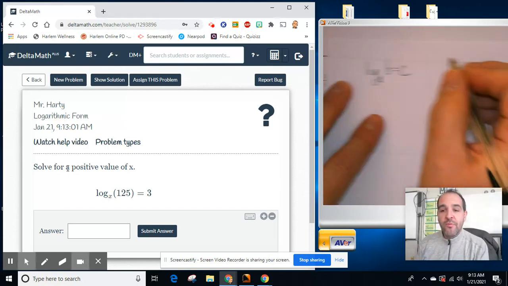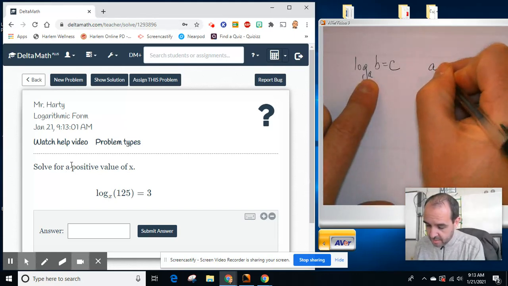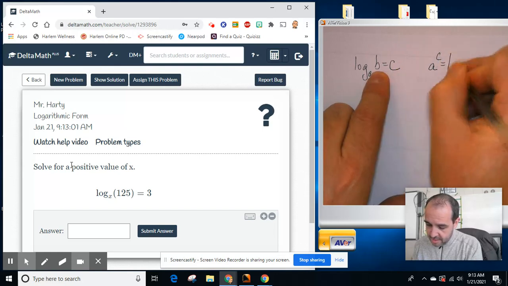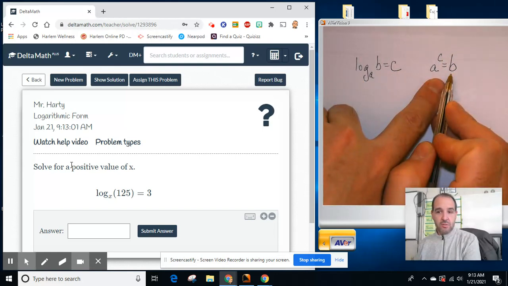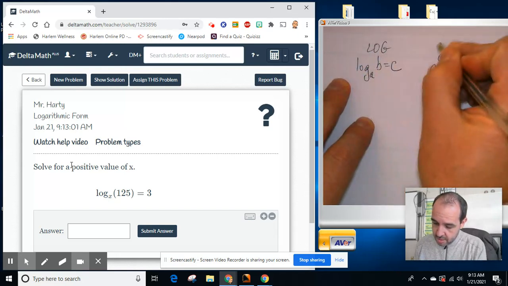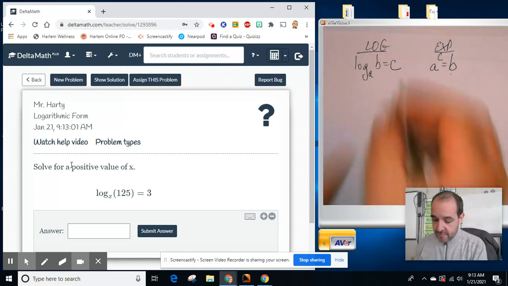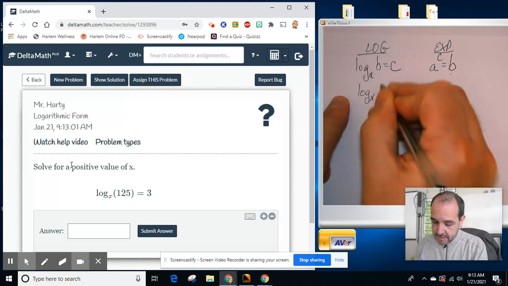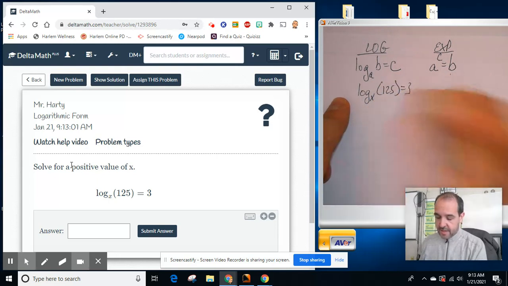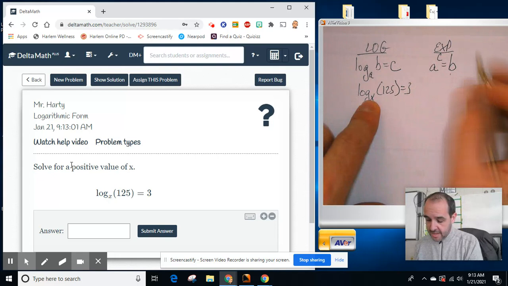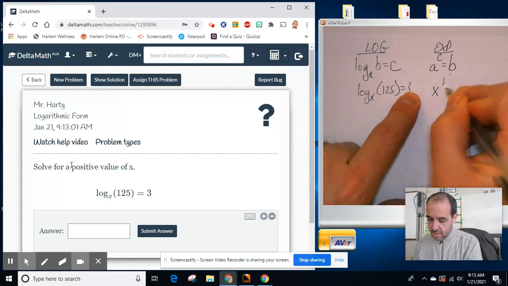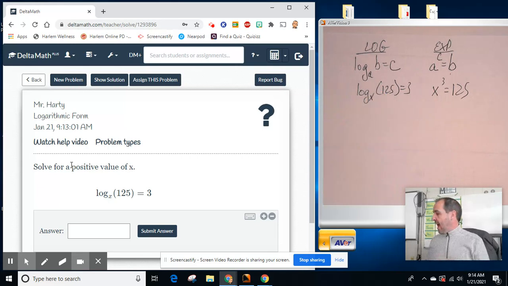we always said when we were going from one to the other, it was base, exponent, answer. Logarithmic to exponential. Okay, so what do I have here? I've got log x 125 equals 3. Okay, so what does that mean as an exponential? Base, exponent, answer. X to the third power. It's not asking you to just put it in exponential, it said solve. What number to the third power is 125?